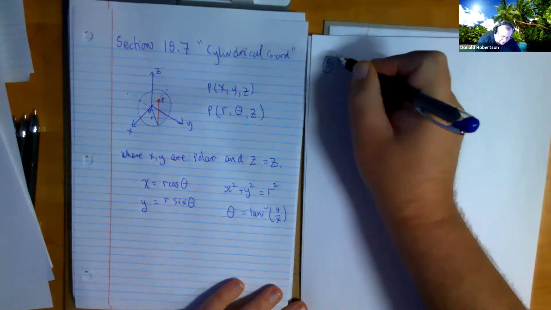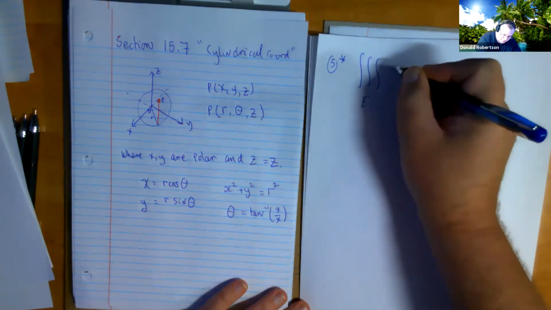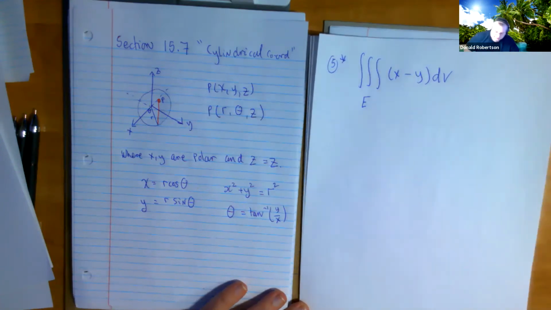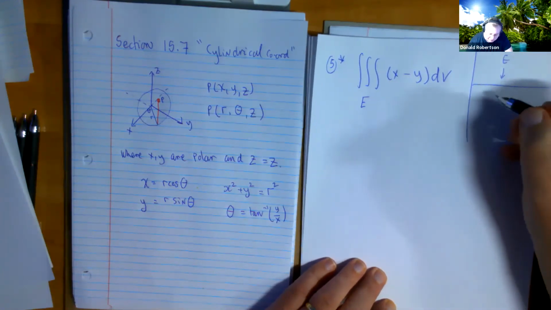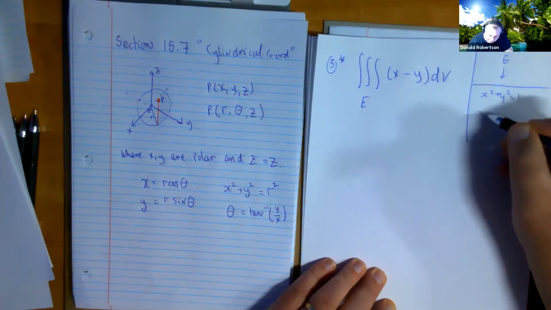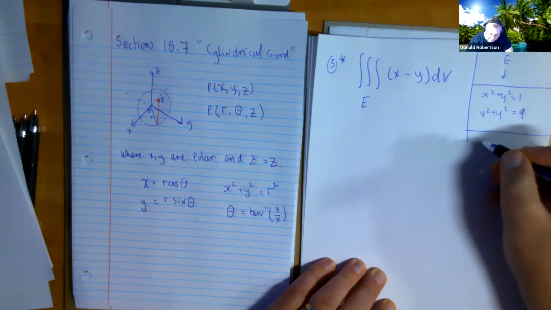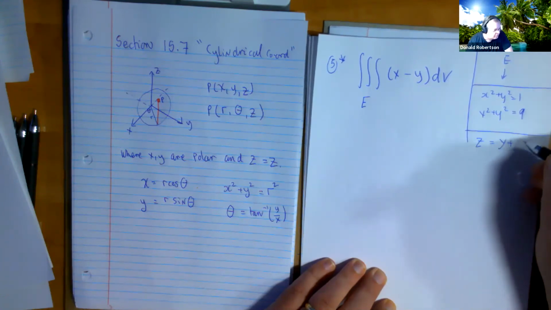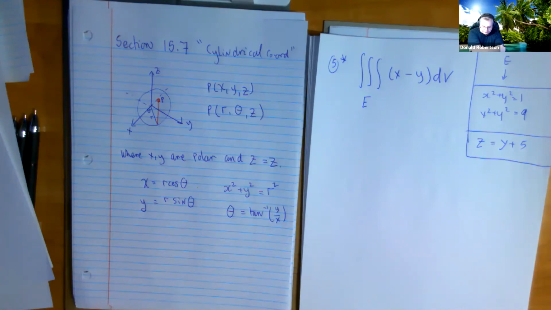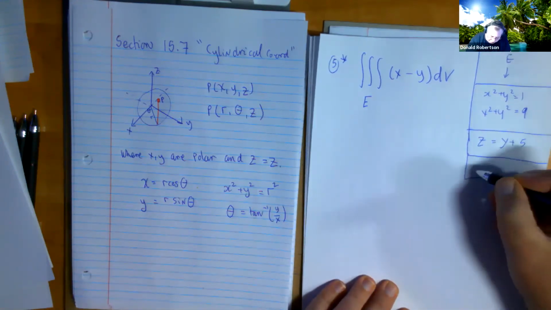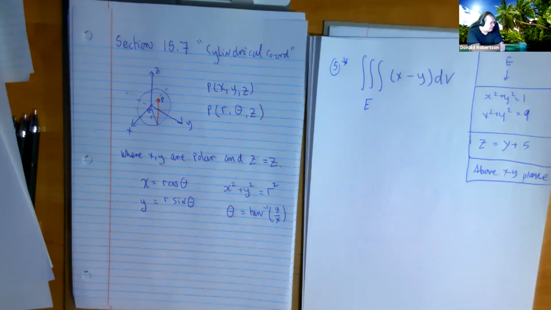This is a version of question 5. We have a triple integral over E. It's described as inside one cylinder and outside another cylinder, so it's described in generic ways like this. And z is equal to y plus 5. Oh, and it's above the xy plane.